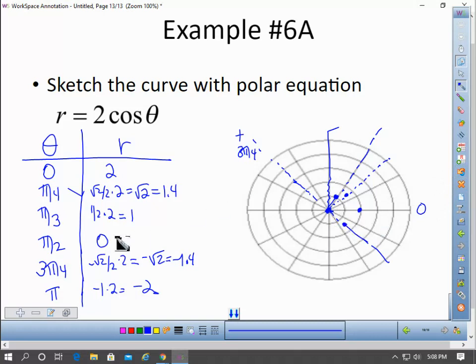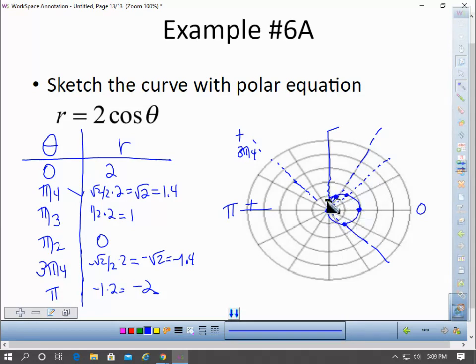So about 1.5. And then at pi, which is right here, but this is the positive end of the axis, I need to be at negative 2. So negative 2 is going to be on this side, which puts me back at that beginning point where I started. So what did I do? I just went in a circle around here.